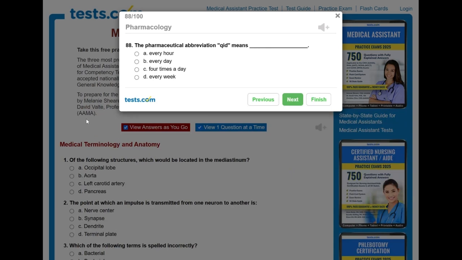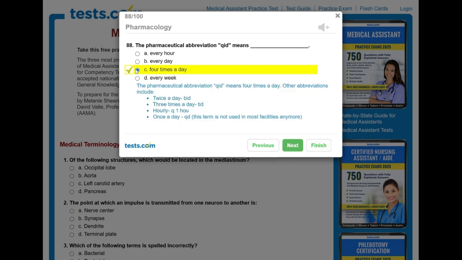Pharmacology. Question 88. The pharmaceutical abbreviation QID means A. Every hour. B. Every day. C. 4 times a day. D. Every week.